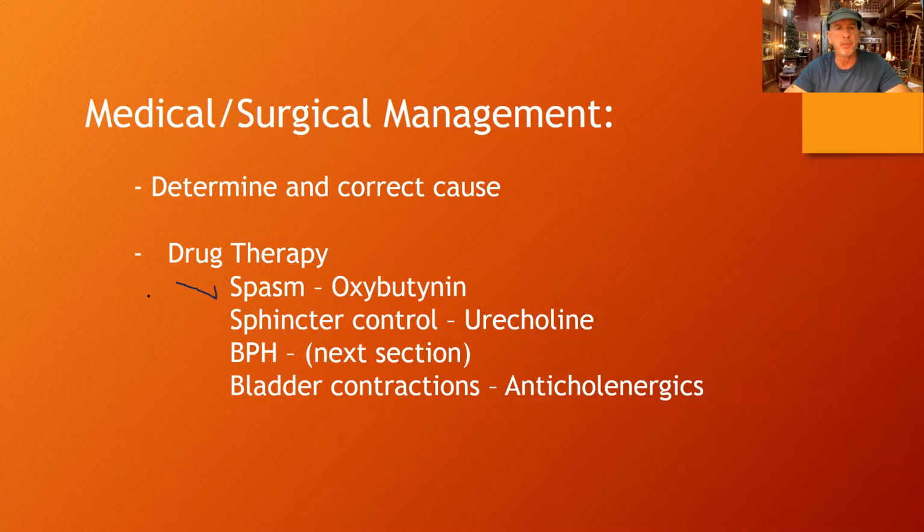Oxybutynin is one medication that reduces the spasms on that bladder. Sphincter control, urecholine can be given to individuals who've lost some of that muscle tone. Benign prostate hyperplasia might be a problem, and we're going to address that further on, so I won't talk about that right now. And bladder contractions, that's a desire to push. Anticholinergics seem to help reduce that. So there's just a couple of medications that the urologist would probably prescribe for somebody who has urinary incontinence.